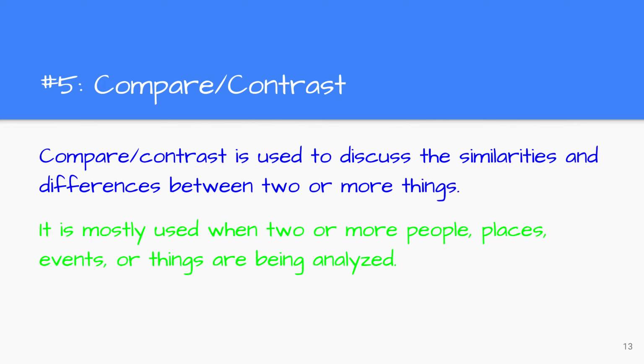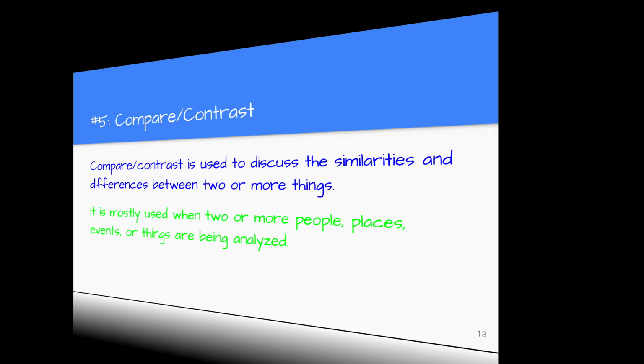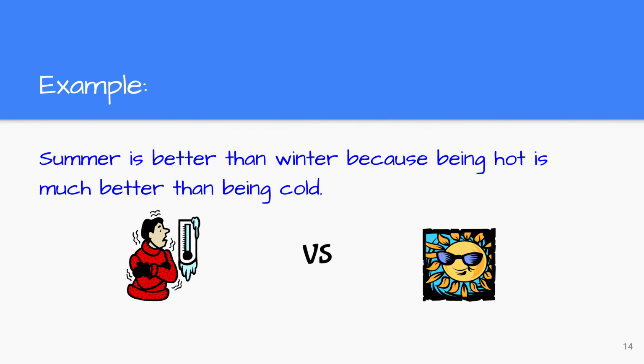Compare and contrast is used to discuss the similarities and differences between 2 or more things. It's mostly used when 2 or more people, places, events, or things are being analyzed. Summer is better than winter because being hot is much better than being cold.